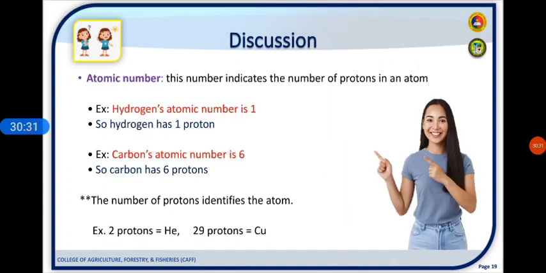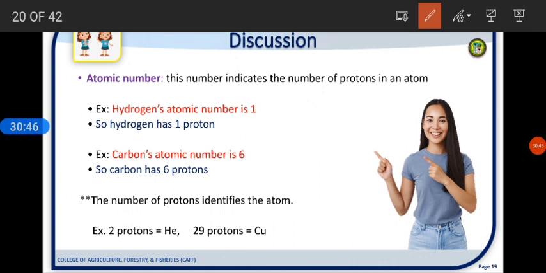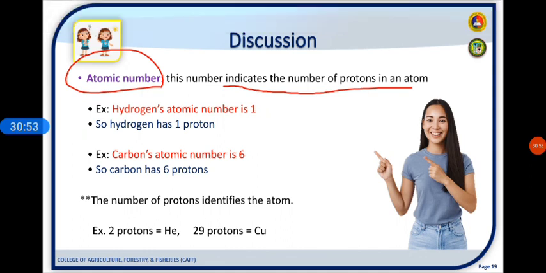Atomic number, once again, indicates the number of protons in an atom. For example, hydrogen's atomic number is 1. So therefore, hydrogen has 1 proton, because the atomic number indicates the number of protons in the atom. And we have the next example, carbon. The atomic number of carbon is 6. So we have 6 protons as well.